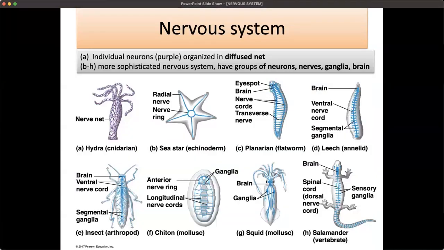These are the nervous systems of different kinds of organisms. The individual neurons, which are the purple, are organized in a diffuse net. A more sophisticated nervous system, especially for higher-level organisms like humans and other multicellular organisms, is going to have neurons, nerves, ganglia and also a brain. You see the Cnidarian or the Hydra doesn't have any brain, nerves or neurons. They are quite simple.